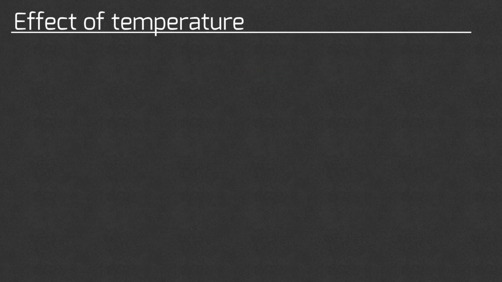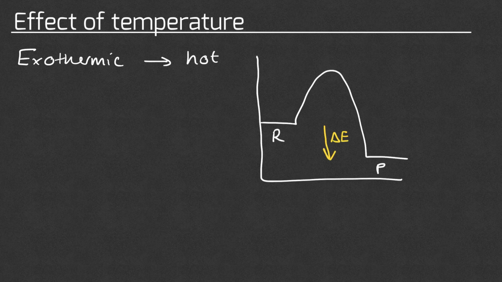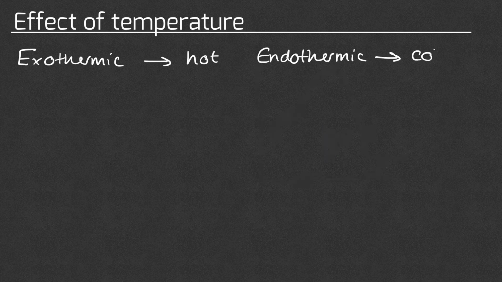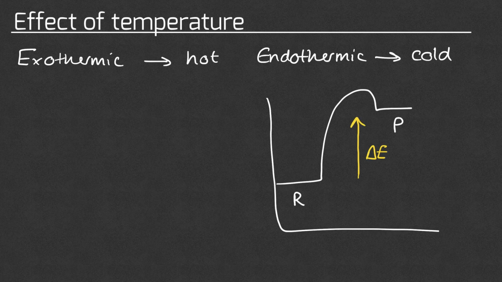In order to discuss what happens when we change the temperature on an equilibrium, we need to remind ourselves what exothermic and endothermic reactions are. So an exothermic reaction is one which gets hot because it releases energy. If we look at the reaction profile of an exothermic reaction, we can see that the products are at a lower energy than the reactants, therefore there is a negative energy change, energy is given out or released. Endothermic reactions get cold, they take in energy. So again, if we look at the reaction profile of an endothermic reaction, we can see the products are at a higher energy level than the reactants, therefore energy has gone in, the energy has increased.